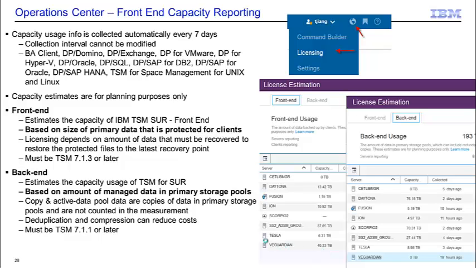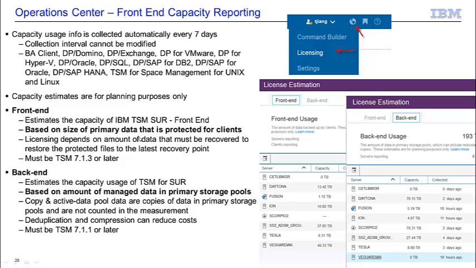We have also added the ability to look at front-end capacity reporting by going into the world icon and then clicking on licensing. In the TSM 711 version, we showed you back-end licensing. So now if you wanted to compare the front-end versus the back-end licensing, you can simply switch back and forth here. The front-end licensing is based on the size of the primary data that's being protected for the clients.